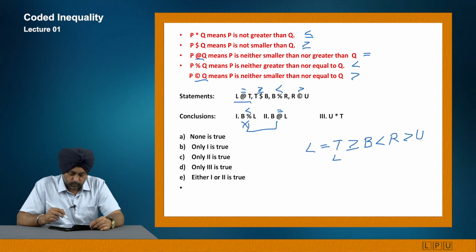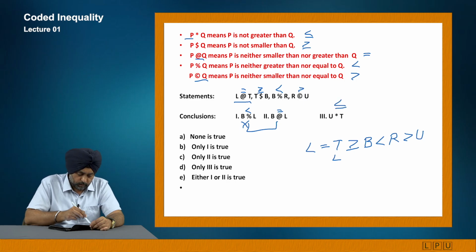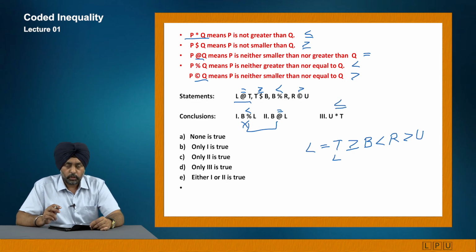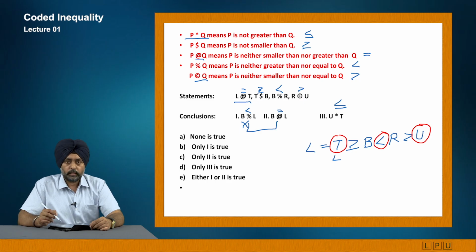Let us come to the third. Third is the star. Star means less than equal to. I hope you remember we have done it here. Star means less than equal to. U is less than equal to T. This is U and this is T. You know the sign between U and T has reversed here. So this will be wrong. So what will be our answer?